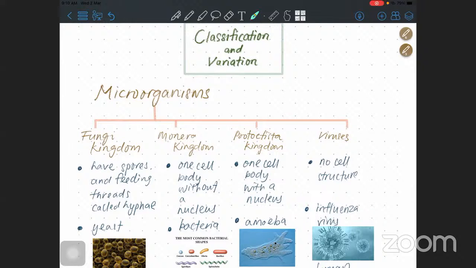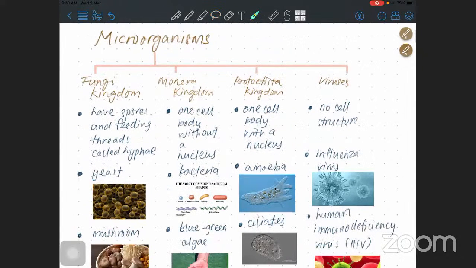So for the fungi kingdom, the feature we have is spores. It means that this is the way they produce offspring. They reproduce themselves, okay? And the feeding threads are called hypha. This is the feature of this group.